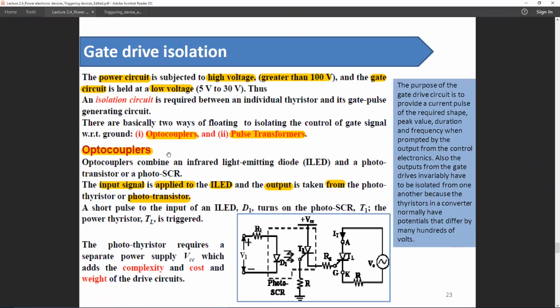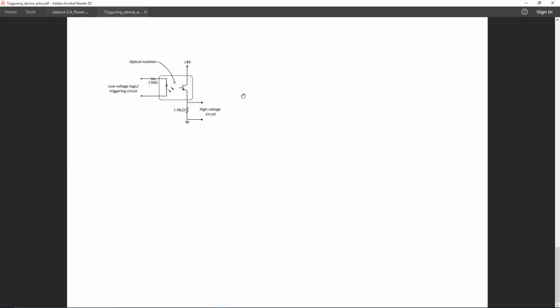So an isolation circuit can be constructed in different ways. One of them is using optical coupling. This can be illustrated in this simple diagram. So this is the input circuit and this is the output circuit. It is clearly shown that these inputs and outputs are nowhere connected.